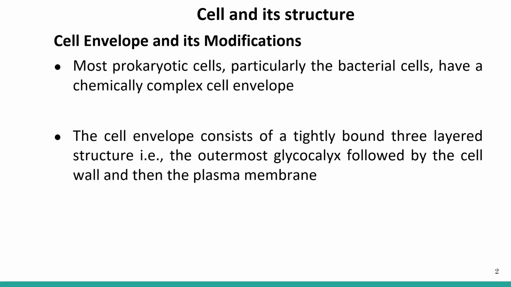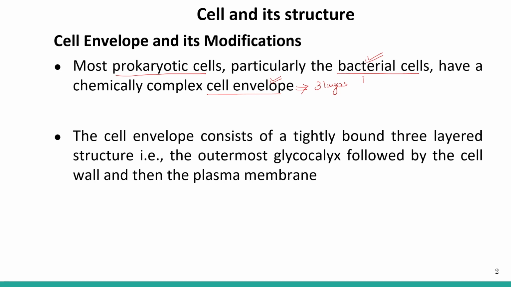So prokaryotic cells, most prokaryotic cells, particularly the bacterial cell, have a chemically complex cell envelope. So this cell envelope is present where? It is present in the bacterial cell. So what does this cell envelope consist of? The cell envelope is made up of three different layers.